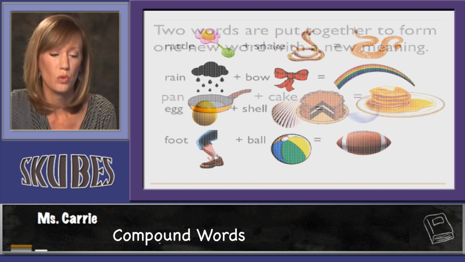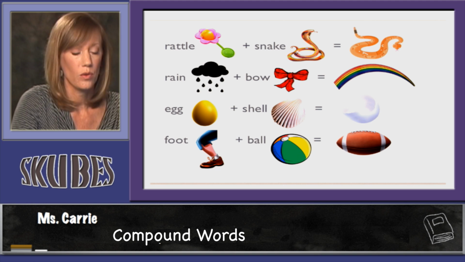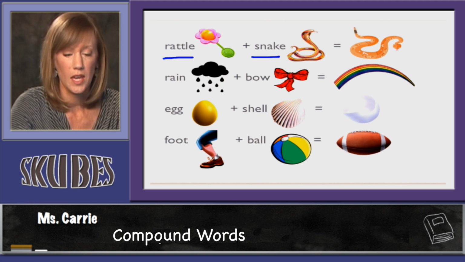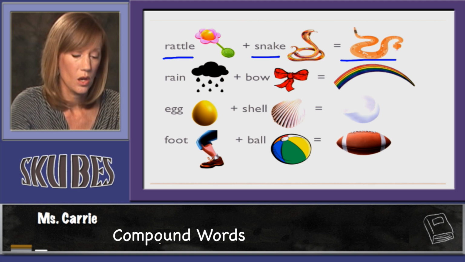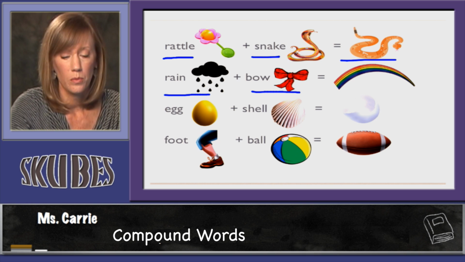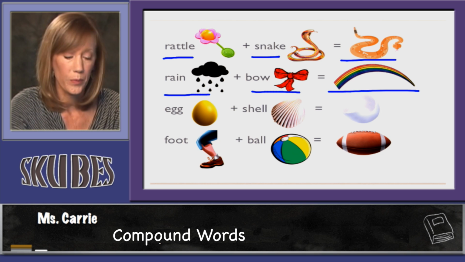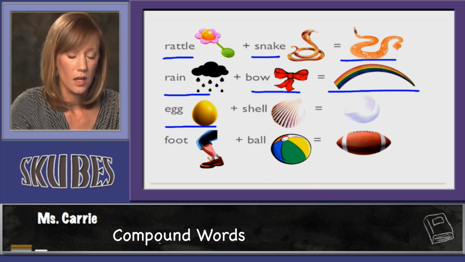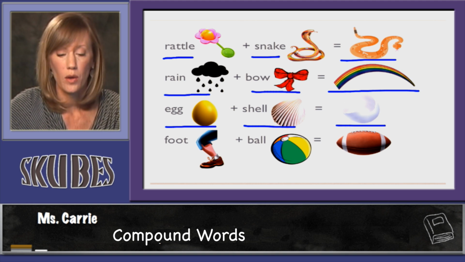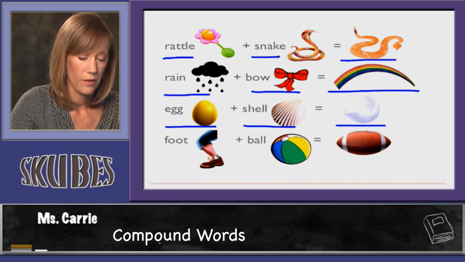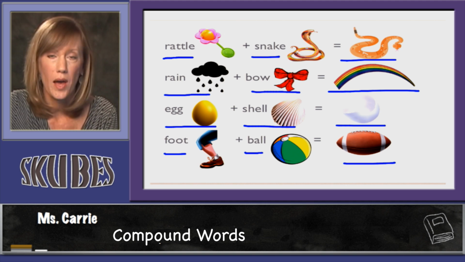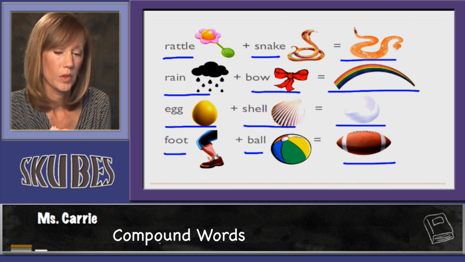Let's look at some more pictures and words. Here we have rattle plus snake makes rattlesnake. Rain plus bow makes rainbow. Egg plus shell makes the compound word eggshell. Foot plus ball makes the compound word football.